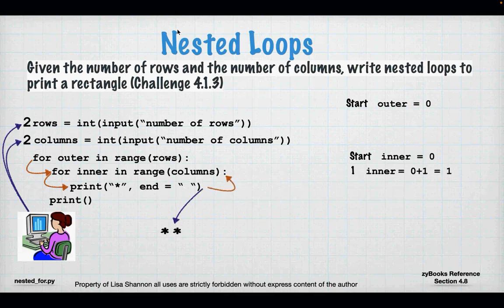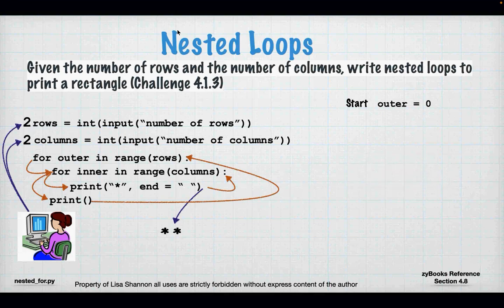I'm going to go back up to the for loop. I am now at the second iteration. Inner equals 1, which it already is, plus 1, which is 2. So range is 2, which means 2 is not less than 2, because it's always the value of the range minus 1. And so I'm going to print a new line, and I'm going to go up to the top of the outer loop.